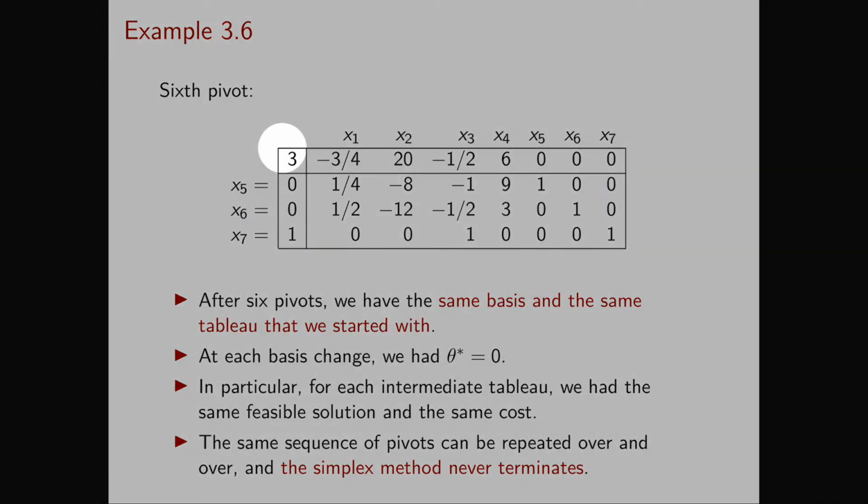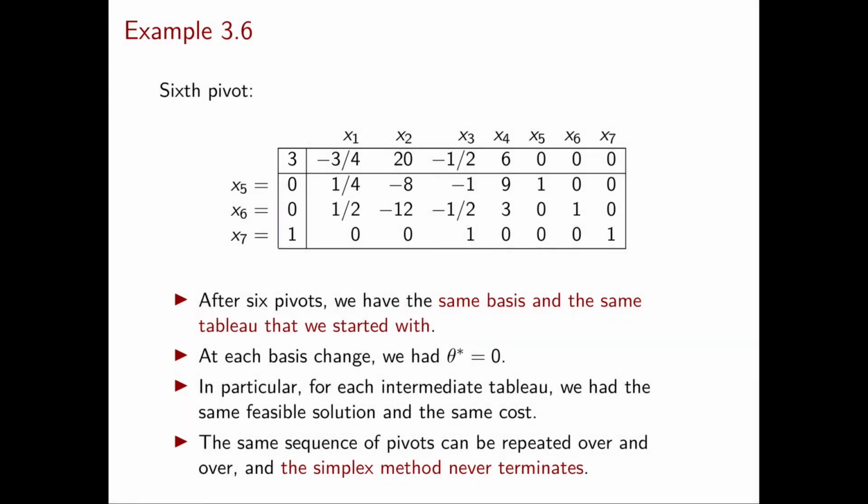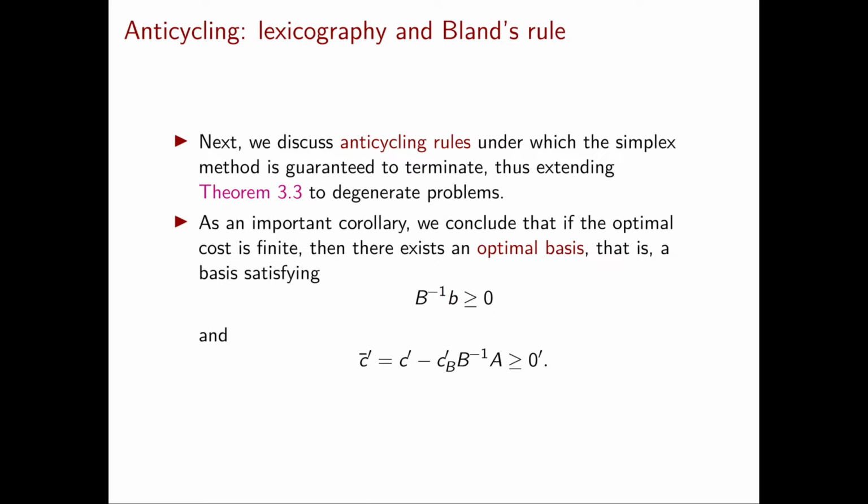In particular, the 3 here never changed, so the cost was always minus 3. This means that the simplex algorithm with this pivot rule will keep cycling forever. In fact, if we continue with the simplex algorithm from this tableau, in 6 more pivots we will obtain once again the same tableau, and this cycle will repeat forever, so the simplex method will never terminate. Now, this example shows that using this pivot rule, the simplex method may cycle.